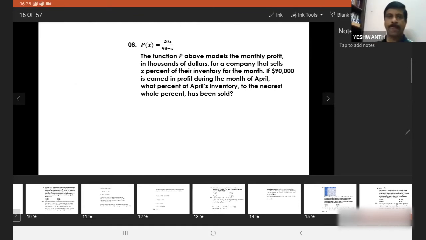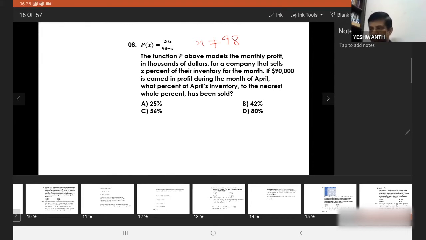Now you look at this question. P of x is 20x by 98 minus x. So clearly, if you look at the domain of this, the denominator exists, so x cannot be equal to 98 because the denominator becomes 0 for x equal to 98. So now look at this.